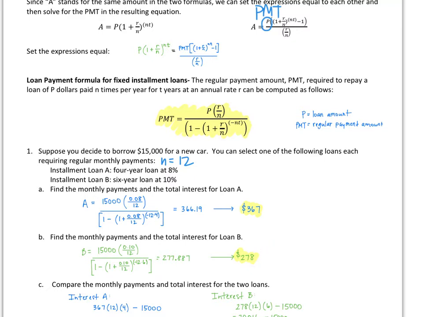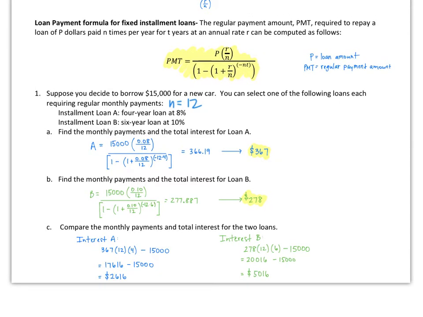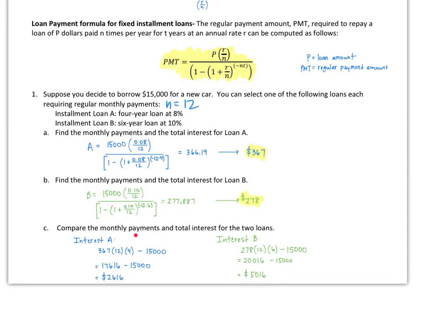So you might think, oh, well, 4 years at a lower interest rate or 6 years at a higher interest rate. If we're spanning it over 6 years, yeah, we have a lower monthly payment, right? But is that worth it in the end? How much interest are we really paying? So let's go ahead and calculate the interest for both of these loans.